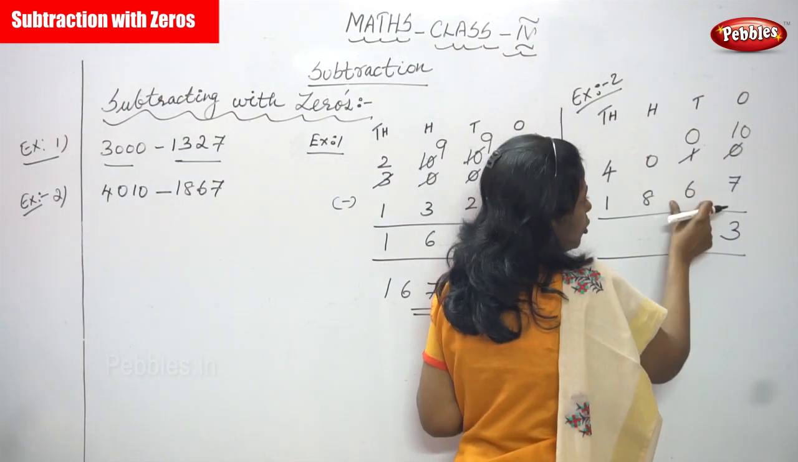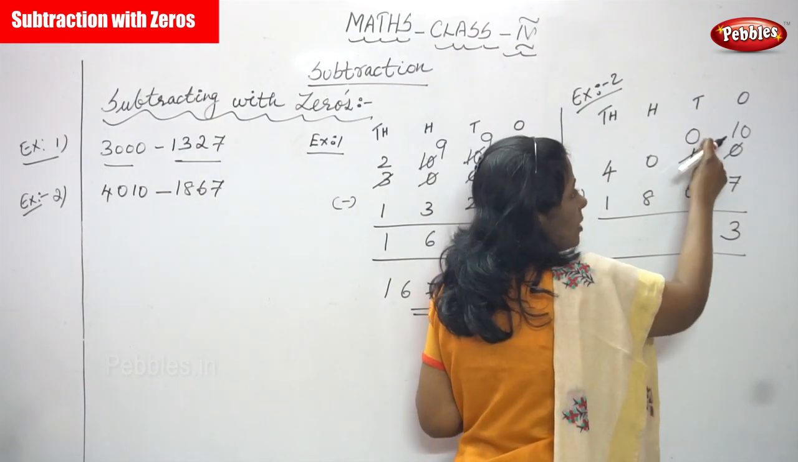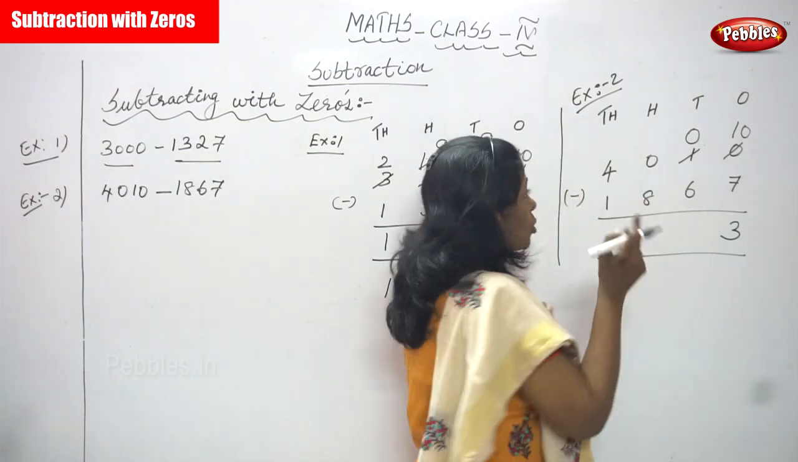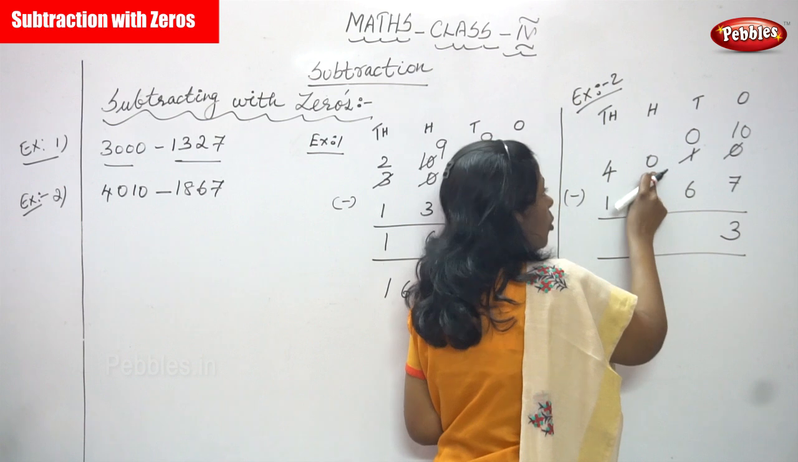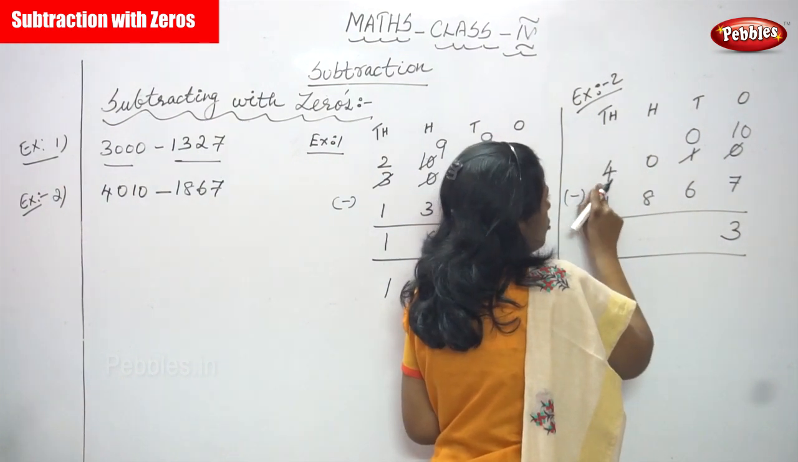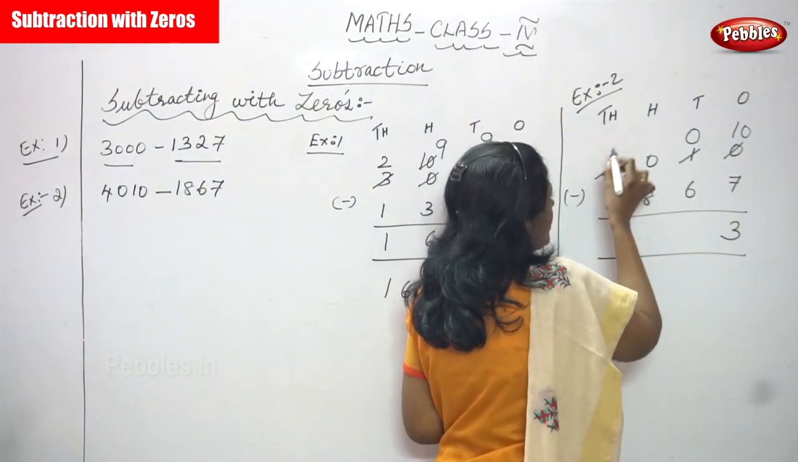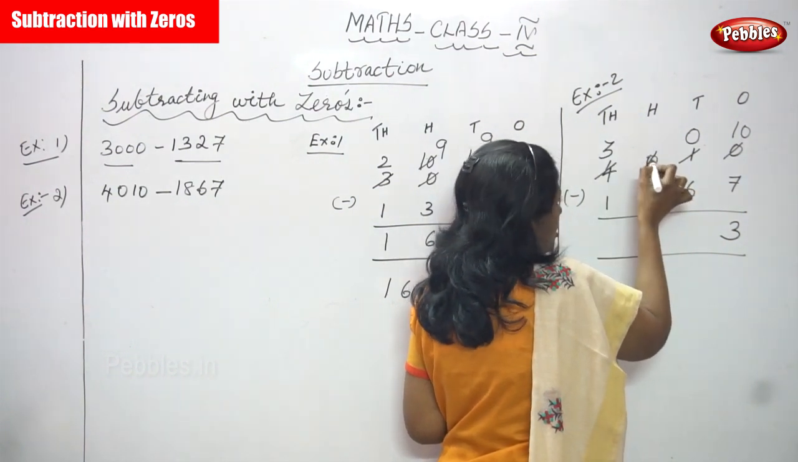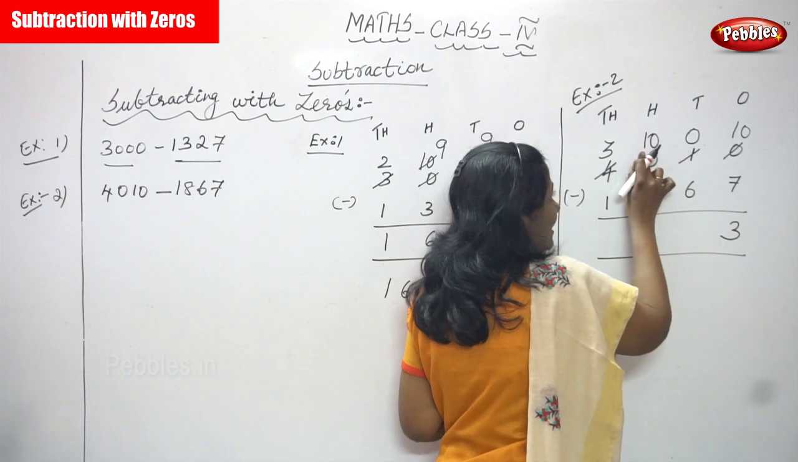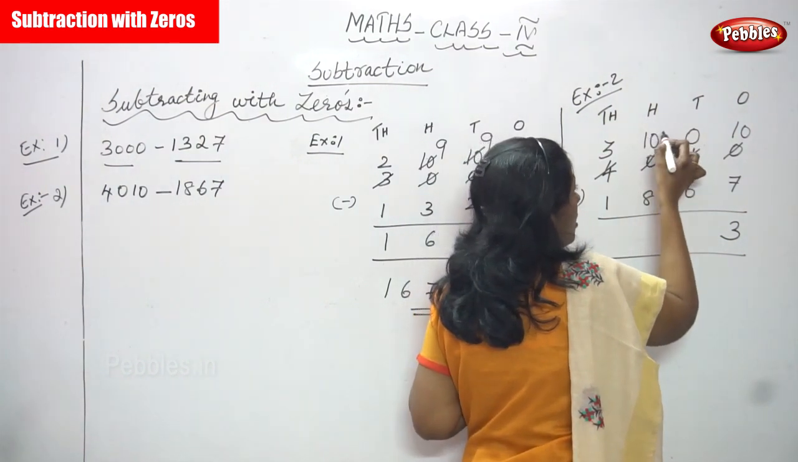Here, in the tens place I'm going to concentrate. So 0 minus 6. You can't subtract. So what are you going to do? I have to borrow from the 100 place. The 100 place is also 0. So I'm going to borrow from the 1000 place. So I have to borrow from 110 here. So it becomes 3. So this 0, the 100 place 0, becomes 10. So again from this 10 I have to borrow from 1.